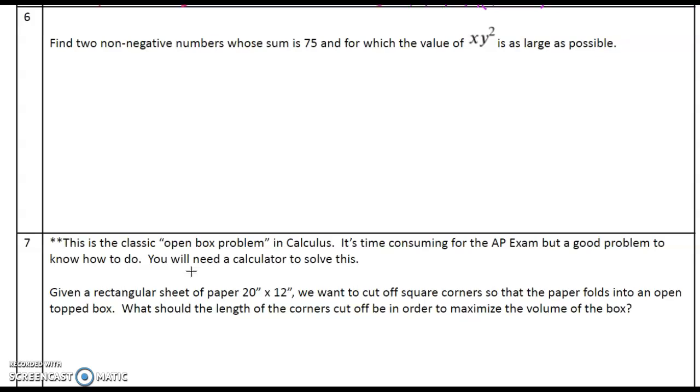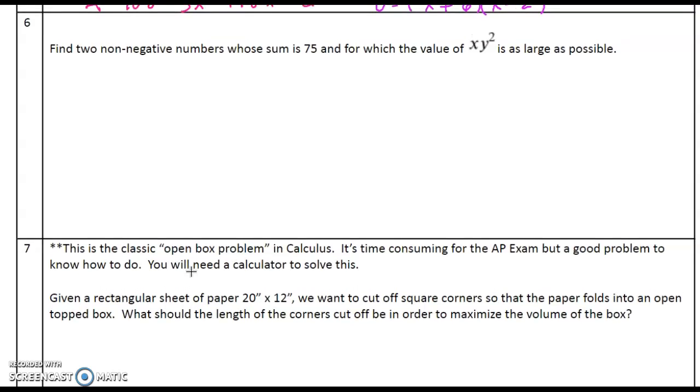Find 2 non-negative numbers, so if we get negatives, that's just a restriction, whose sum is 75 and the value of x times y squared is as large as possible. So we want to maximize that value. So this is going to be another system. So I have 2 numbers that have to add up to be 75, just because they say so.